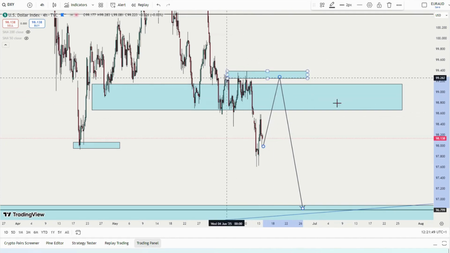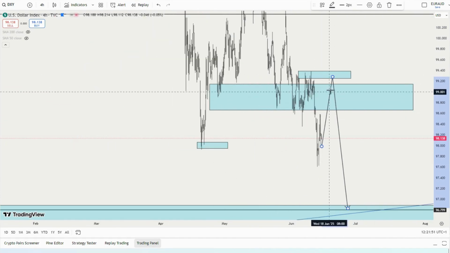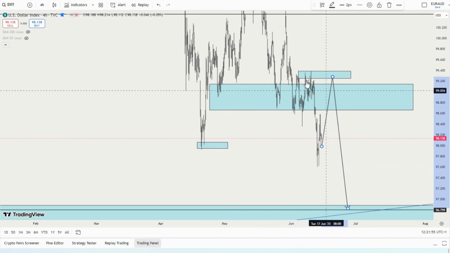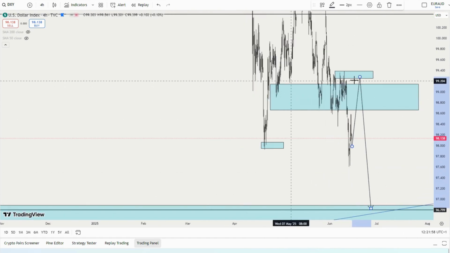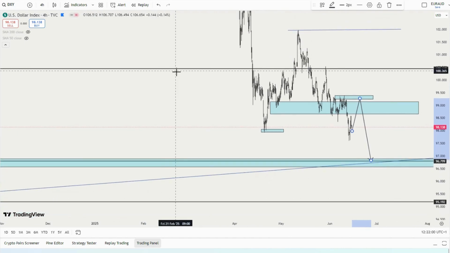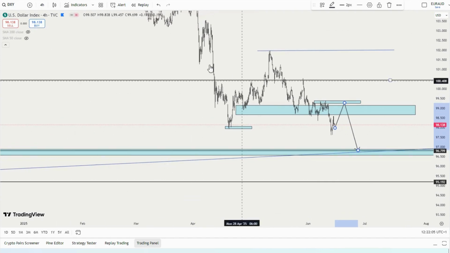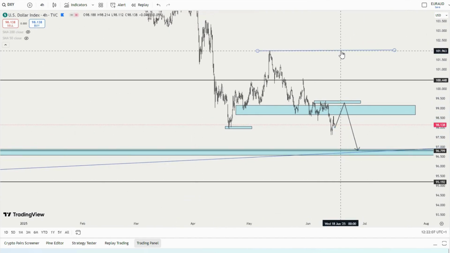I'm not expecting it to break this area. I'm expecting it to reject back from there, and then we should have a new low around this area back to 96.799. So this is what I'm actually expecting on the US dollar next week.